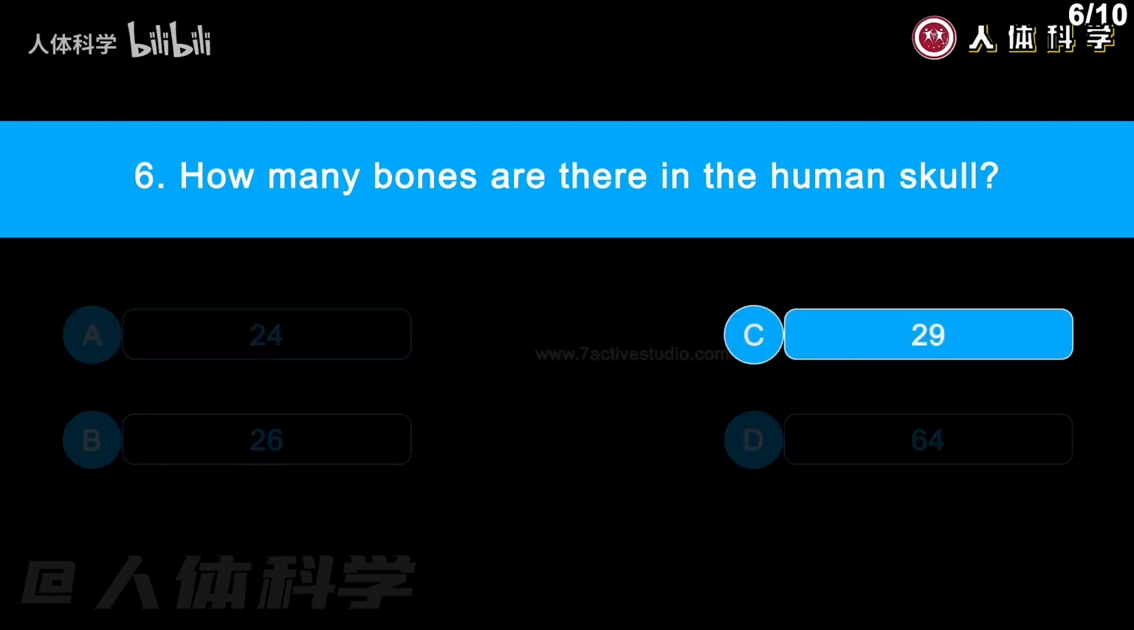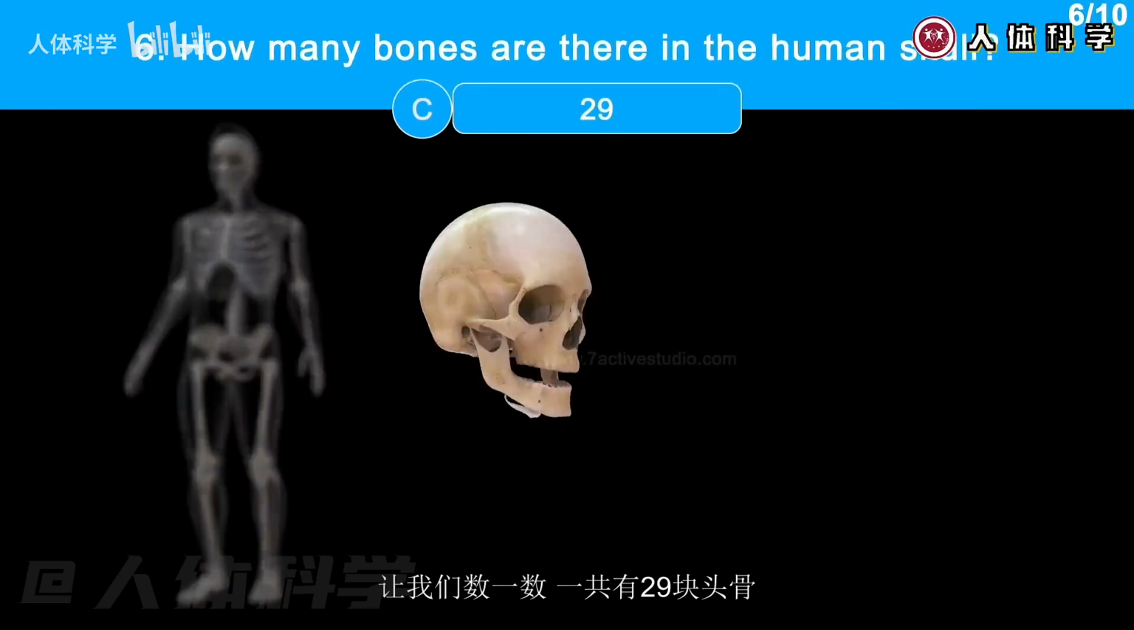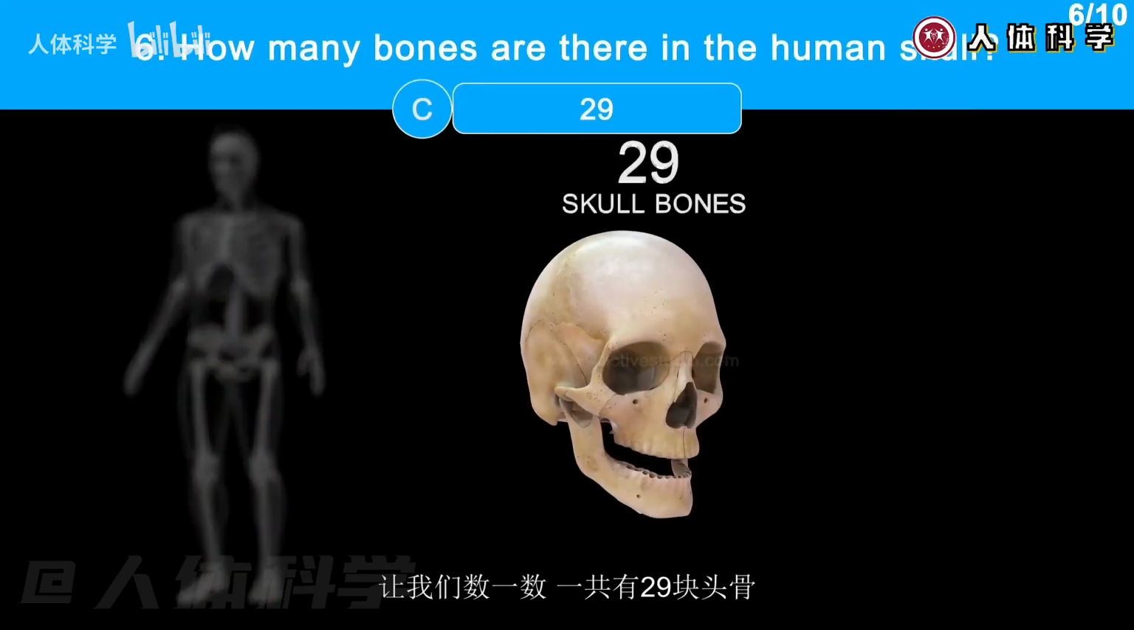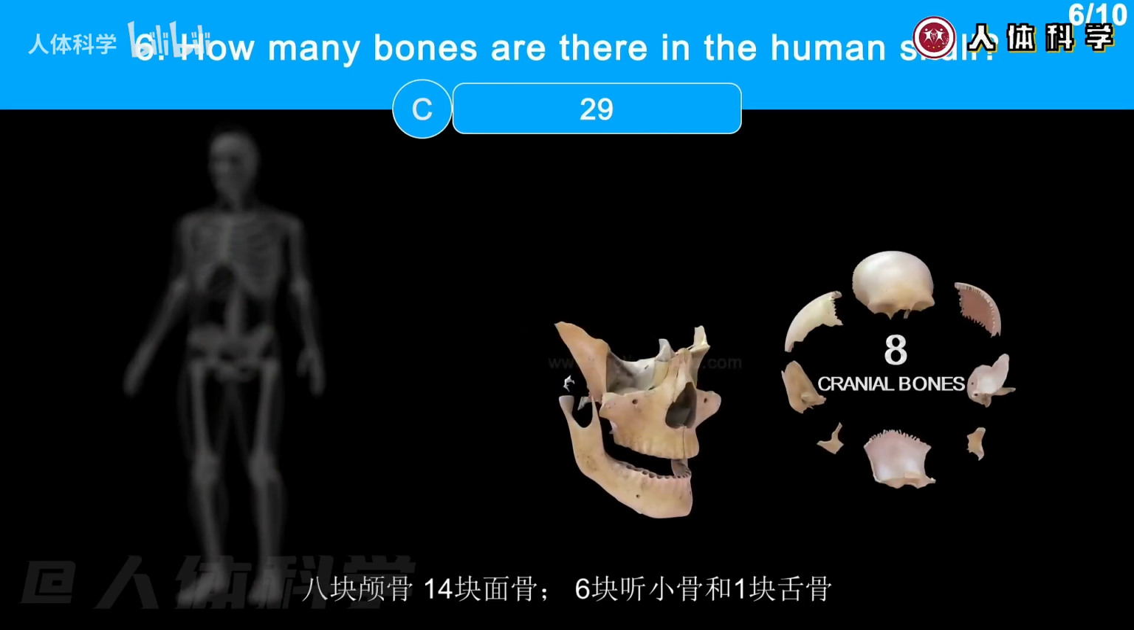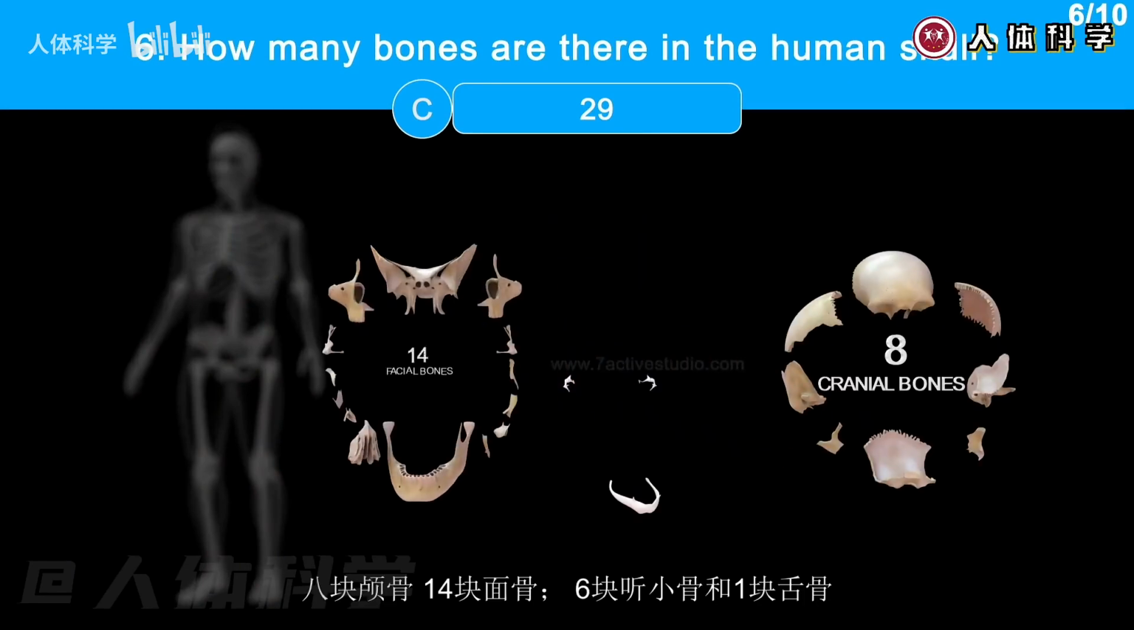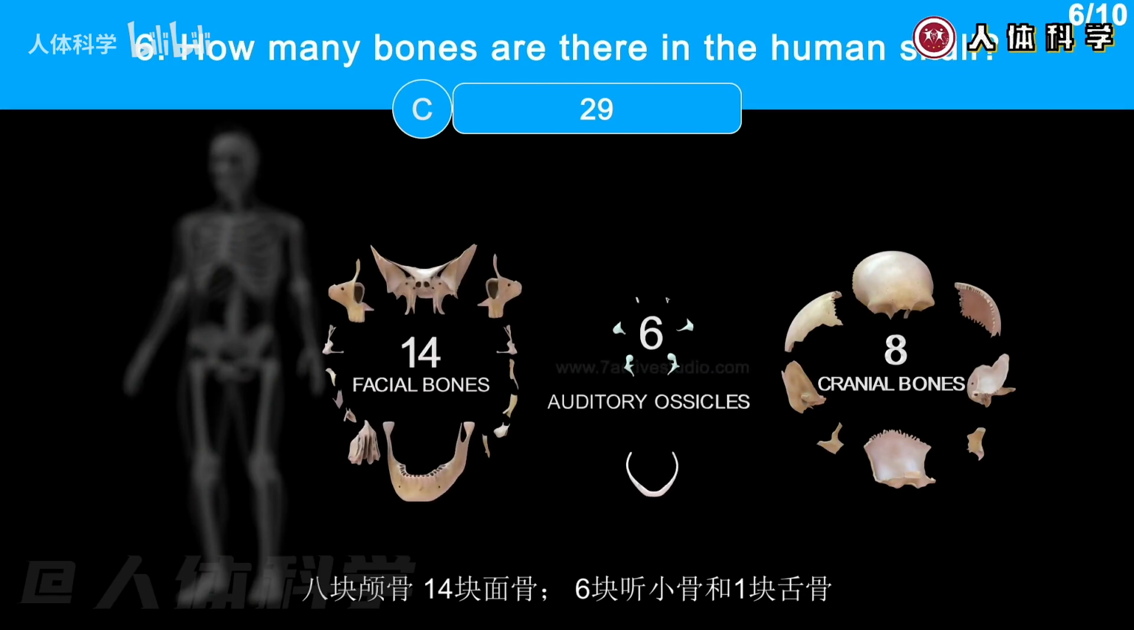The correct answer is option C, 29. Let's count them. There are a total of 29 bones in the skull. 8 cranial bones, 14 facial bones, 6 auditory ossicles and 1 hyoid bone form the skull.